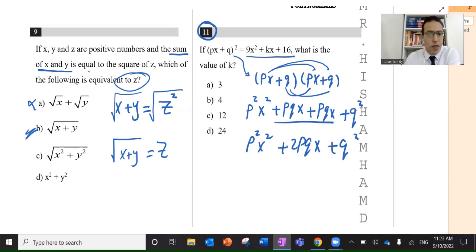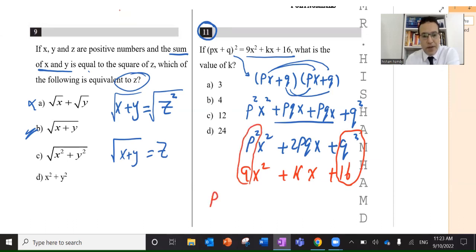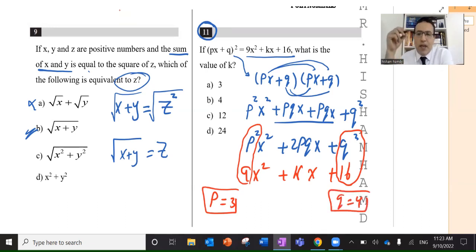Let's compare this with the one given, 9x squared plus kx plus 16. So q squared is equal to 16 and p squared is equal to 9. So it's clear that p is equal to 3 and q is equal to 4. And by the way, if you are smart enough or you know how to expand the bracket, you know that p squared gives you 9, so directly p is equal to 3. q squared is equal to 16, so q is equal to 4. But I tried to expand it for you just to explain it.